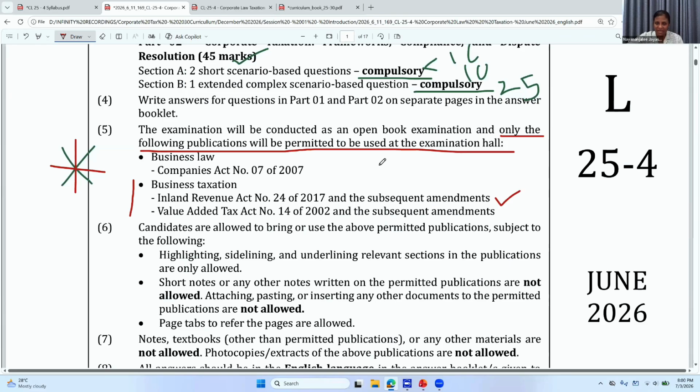Then you should bring the main enactment of the act plus the subsequent amendments. The next one is the subsequent amendments. Then under this, we have the consolidated Inland Revenue Act.